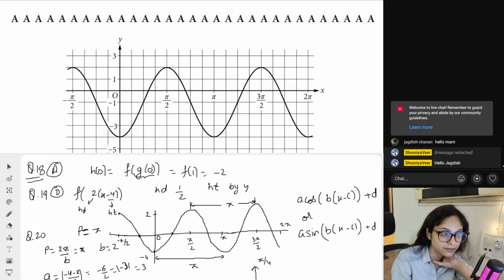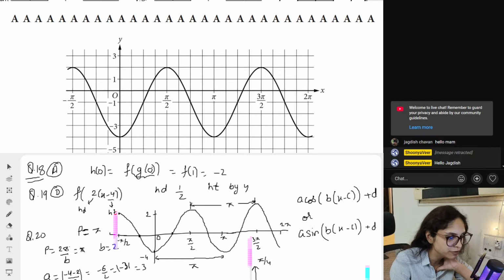Now where are the midline values? The midline values at 0 you have -4, at pi over 2 you have 2, 1, 2, 3, 4, yeah. At pi over 4 you have -1, and at 3 pi over 4 you have -1.